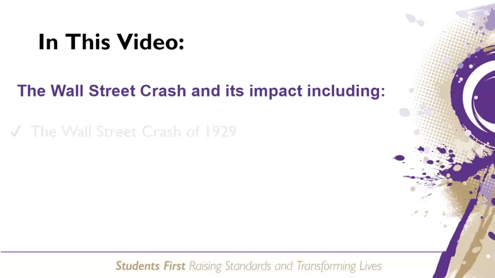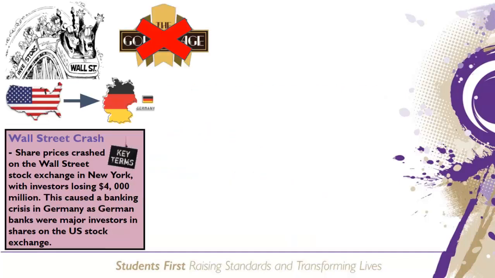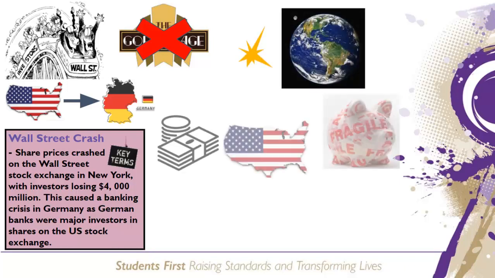Today we will cover the Wall Street crash of 1929 and the resulting depression within Germany and why this led to a fall in support for the government. The Wall Street crash ended the economic recovery that Germany had experienced since 1924. In October 1929, the Wall Street stock market in America crashed. It sparked a global economic crisis and meant the USA could no longer afford to prop up the German economy.